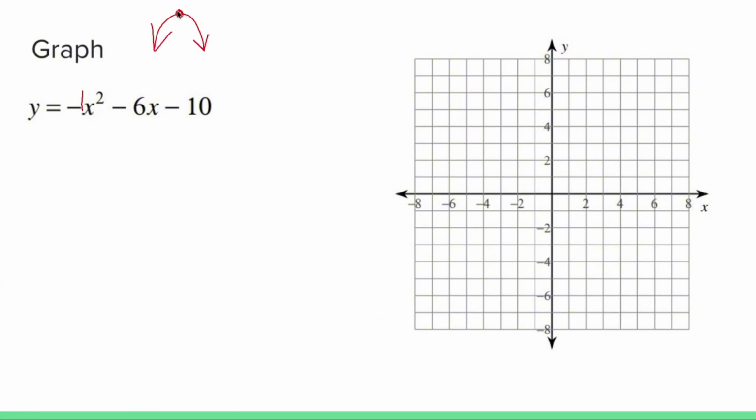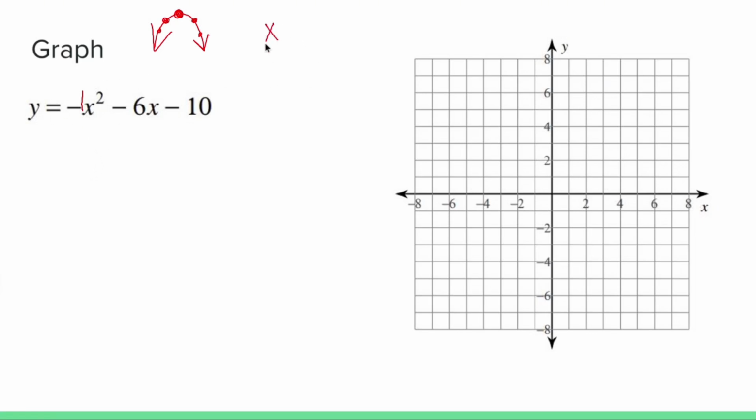If I find my vertex, I know that whatever point I get here, I'll get the same point over here. So what I'm going to want to do is find the vertex. That'll allow me to find the center of everything, and then I can start plugging in numbers over here. Once I figure out what those are, I get the same guys over there. So what is my vertex?